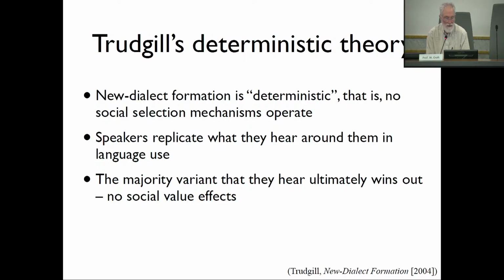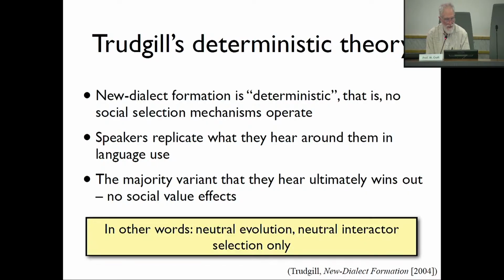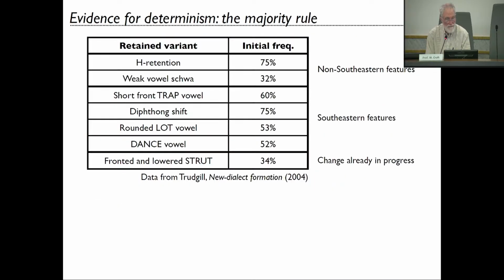Speakers just replicate what they hear around them in language use, and then the variant that's in the majority that they hear wins out, and it takes 2 generations for that to happen. From our point of view, he's proposing a theory where there's no replicator selection, there's no weighted interactor selection, everybody's treated equally from a social point of view. So you only have neutral interactor selection, who you talk to, and neutral evolution, basically random processes that are influenced or determined by frequency. So the basic assumption is that there's this majority rule.